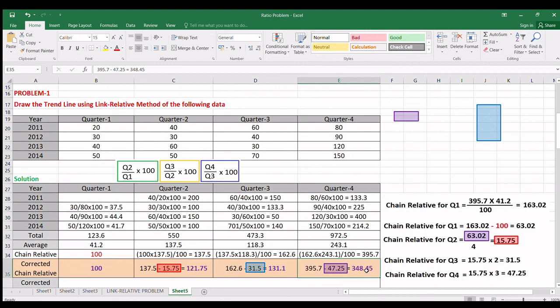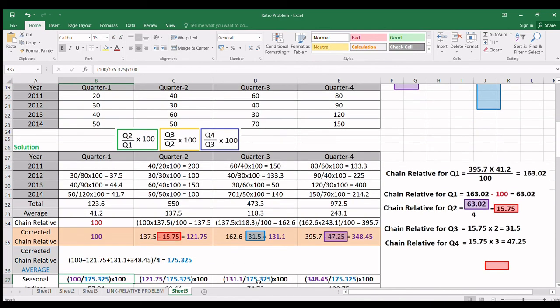Now once I get the corrected chain relative, what is the formula for seasonal indices? Corrected chain relative divided by the corrected chain relative average. So for this purpose I am going to find the average. Average of which values? These values.